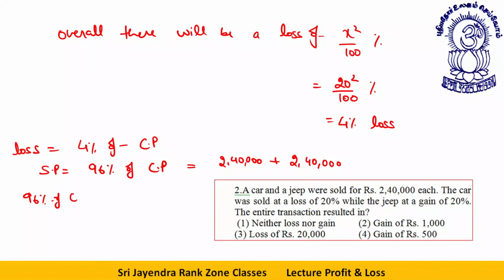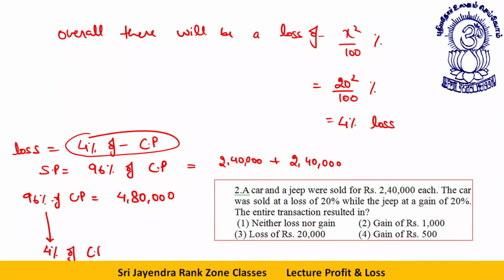96% of CP is equal to 4,80,000. Now what do you require? You require 4% of CP. How will you calculate it? 96 converted to 4 means 1 by 24. Here also you will do 1 by 24. 48 when divided by 24 will give you a 2, and after that there will be 4 zeros.